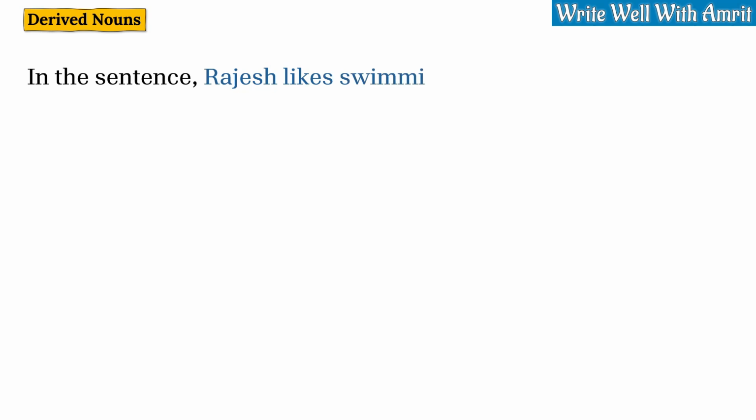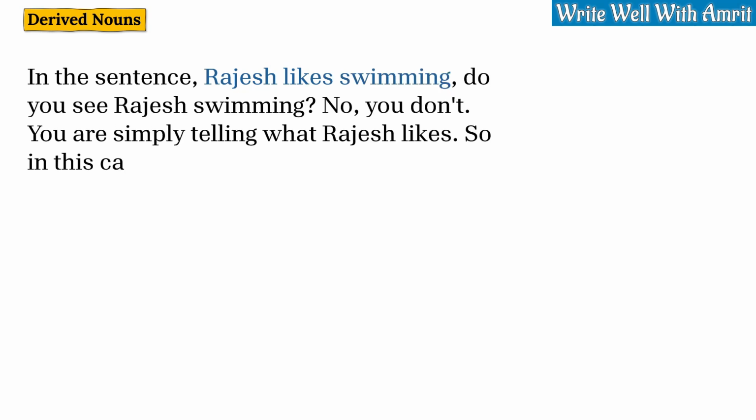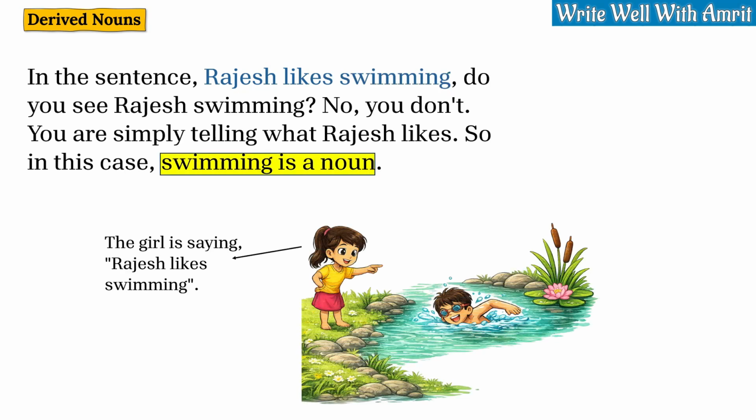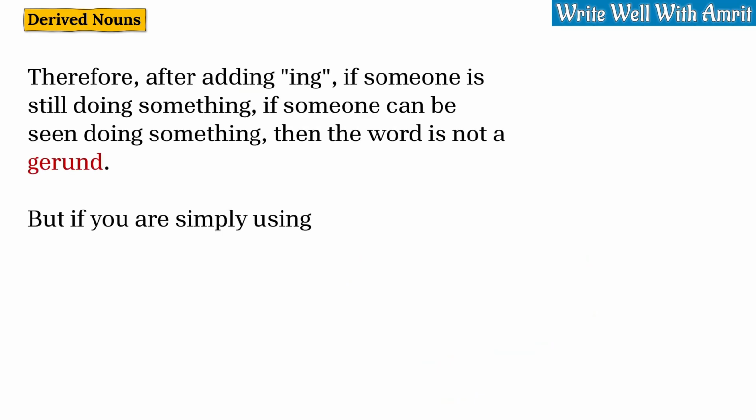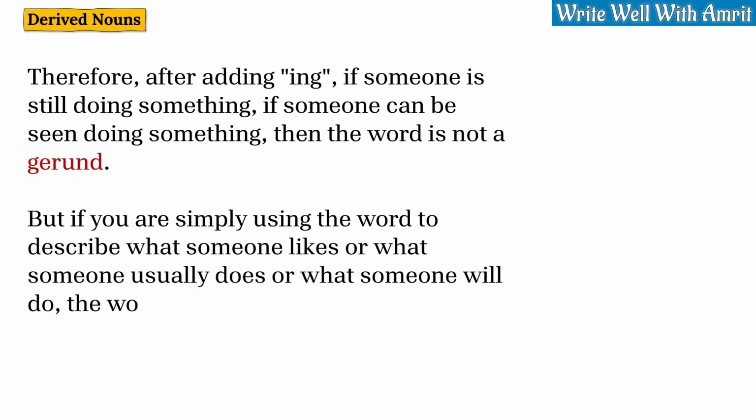In the sentence Rajesh likes swimming, do you see Rajesh swimming? No, you don't. You are simply telling what Rajesh likes. So in this case, swimming is a noun. Therefore, after adding ing, if someone is still doing something, if someone can be seen doing something, then the word is not a gerund. But if you are simply using the word to describe what someone likes, or what someone usually does, or what someone will do, the word is a gerund.